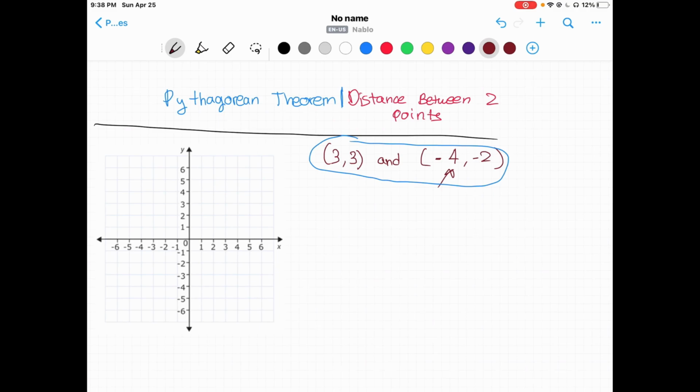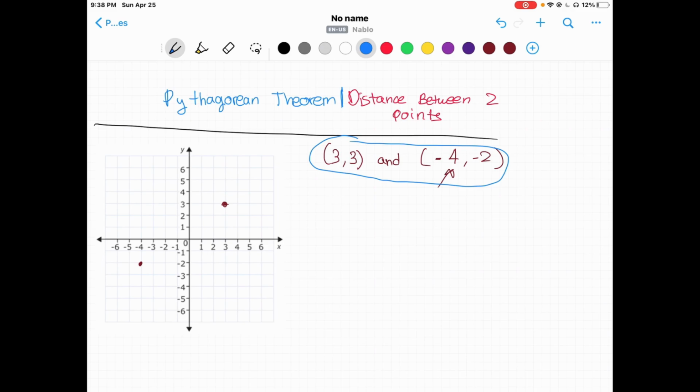Now, we are asked to find the distance between points (3, 3) and (-4, -2). Now, you might be wondering how we're going to apply the Pythagorean theorem in order to solve for this distance between these 2 points that we were given.